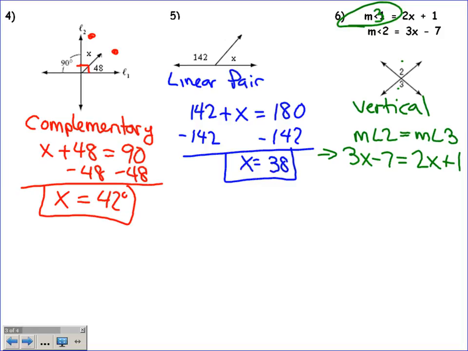So vertical angles are congruent. So we know the measure of angle 2 equals the measure of angle 3. So all we do is we set those two expressions equal together, so they're an equation. Silas, you want to solve this for us? Added 7 to both sides.